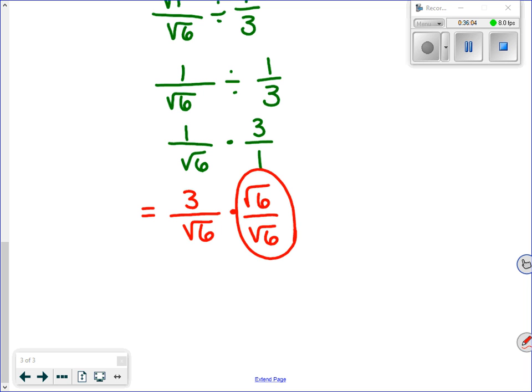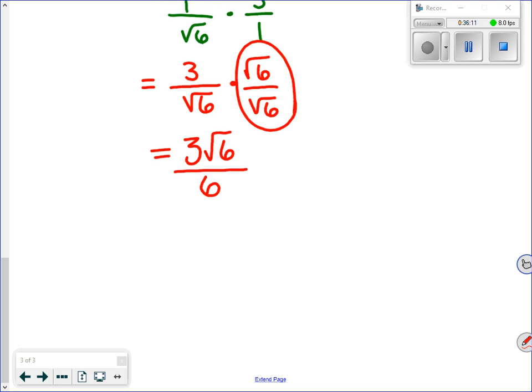All right, multiply straight across. What do we get? Are we done? No, good. What can I do? Okay, simplify. 3 goes into itself once. 3 goes into 6 twice. So what's our answer?